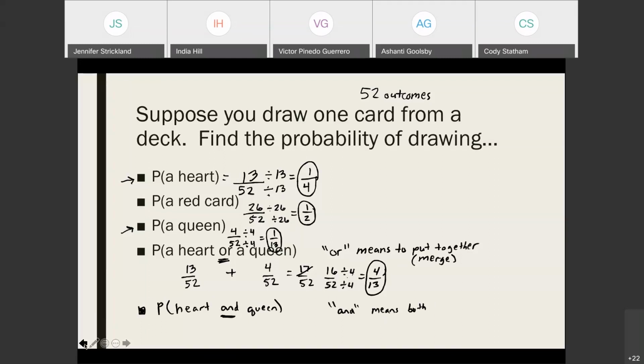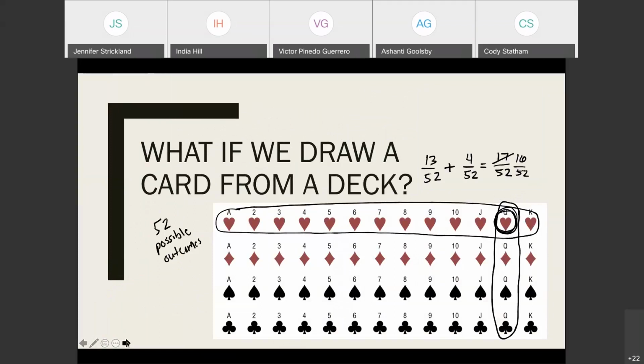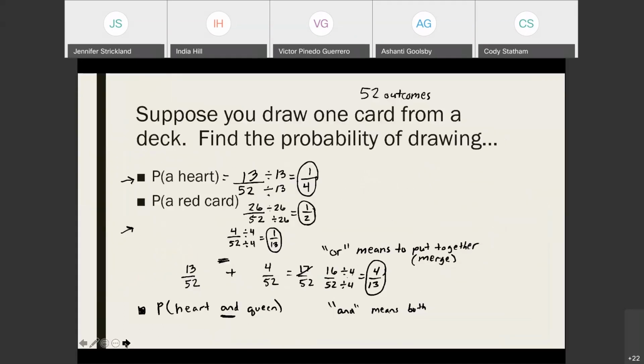So how many cards are hearts and queens at the same time? I'm going to go back to my picture just for a second. How many cards are hearts and queens? The only card that is both is that card right there. So there's just one card that has a heart and a queen on it at the same time. So my answer is going to be one card out of all 52. Anybody have a question?